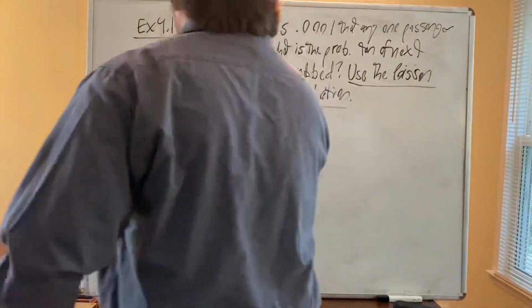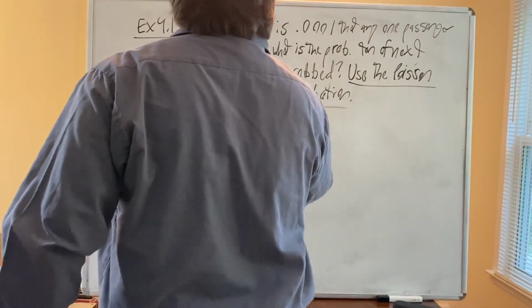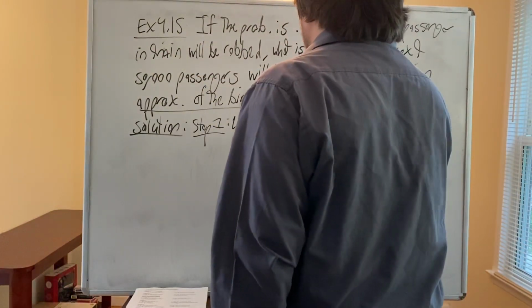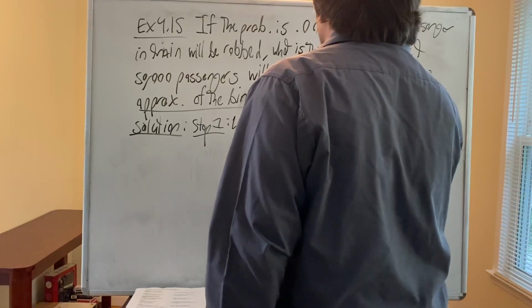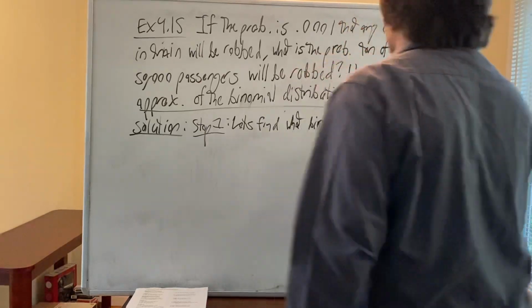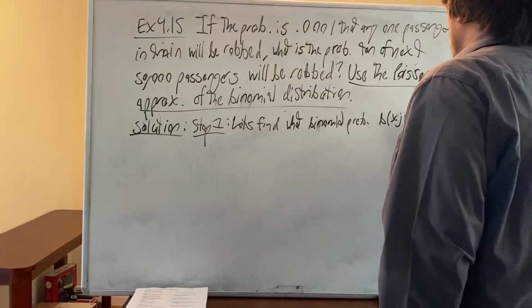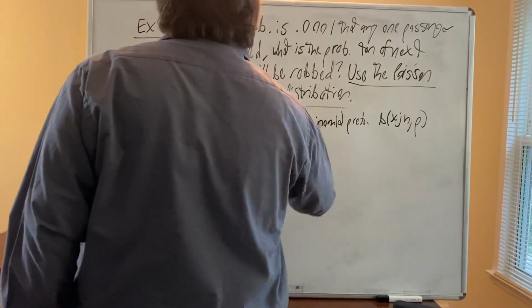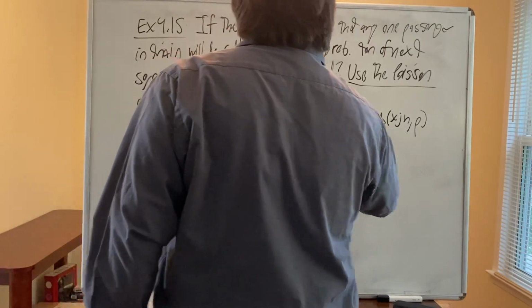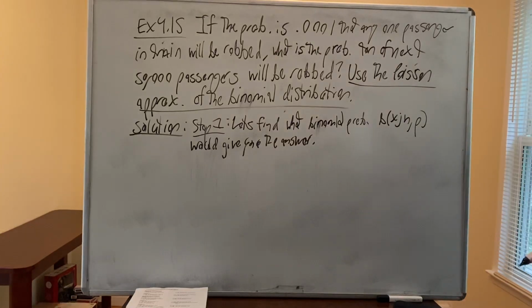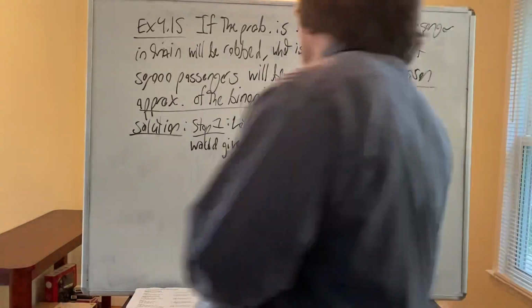Okay? So step one, let's find what binomial probability B of x, n, and p would give you the answer. Step two will be approximating that with the Poisson probability. Okay, so let's do that.